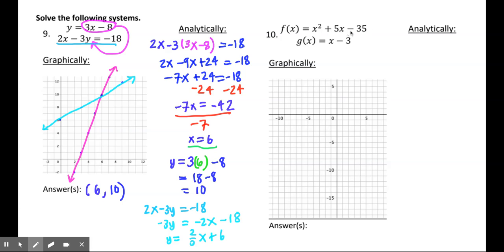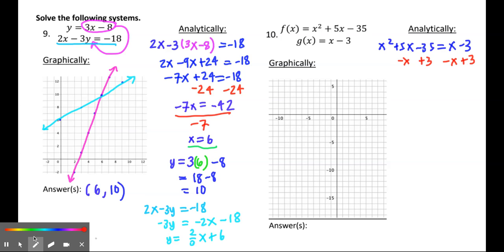Okay, and then for this one, they're both equal to y already, so you just set them equal to each other. So you have x squared plus 5x minus 35 equals x minus 3. Now, because this is a quadratic, you want to set it equal to 0. So subtract x, add 3, and then you get x squared plus 4x minus 32.